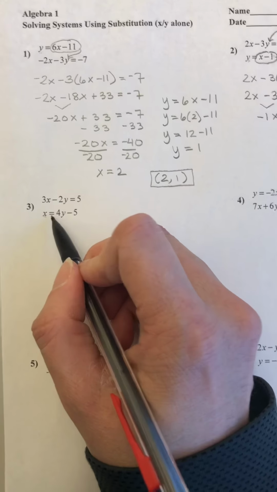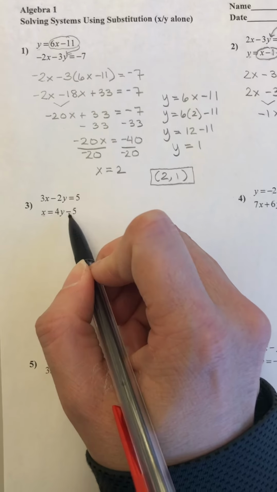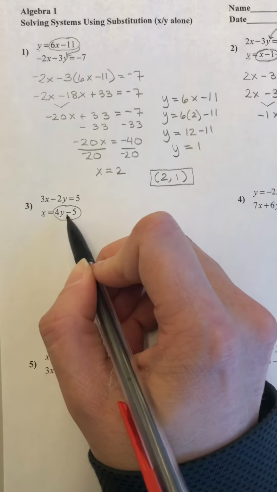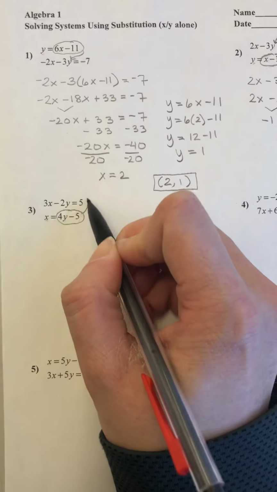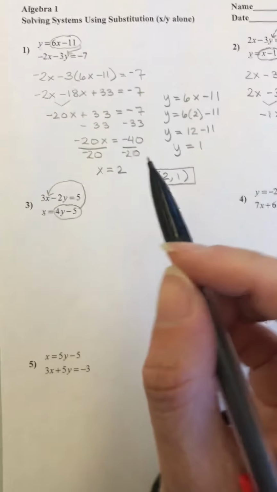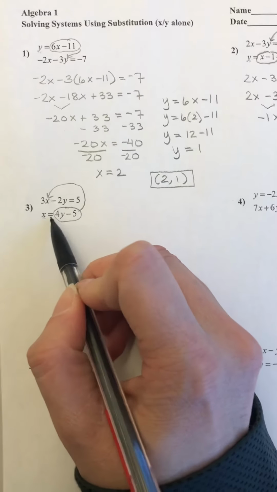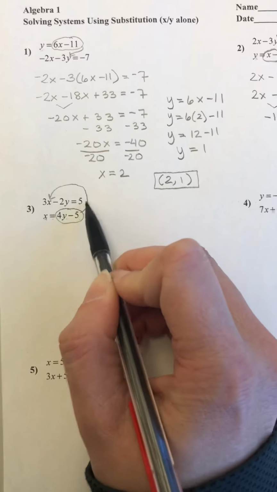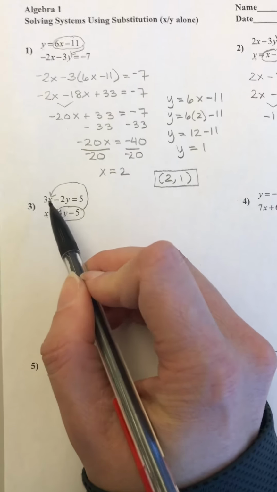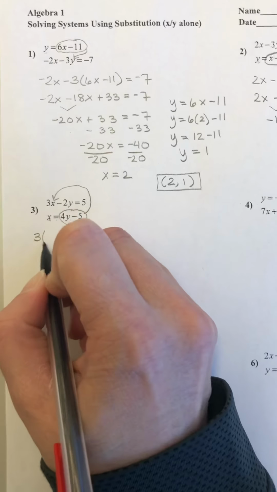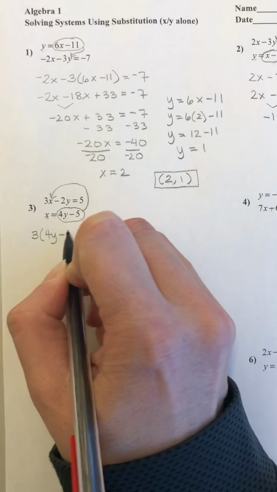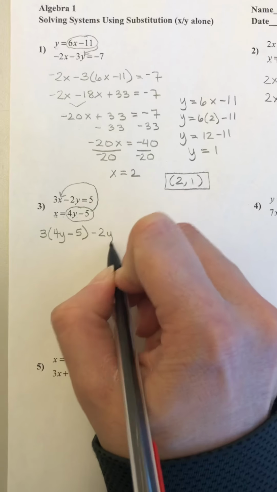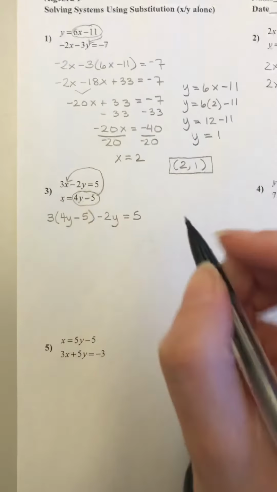And since x is the same as 4y minus 5, I want you to take that 4y minus 5, but this time I'm going to put it into the other equation's x, because that's what it says. X is the same as 4y minus 5, so then I need to put in 4y minus 5 into the other equation's x. So I'll copy the 3, but instead of x, I'm putting what x equals, 4y minus 5. That's why we call this substitution. Minus 2y equals 5. And then I'm just going to solve.